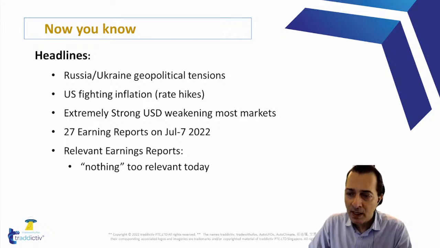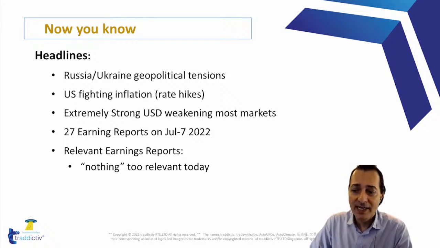Okay, US fighting inflation. So we've seen rate hikes. They are also discussing other countries such as Australia and the Eurozone to also raise rates at some point. So again, pretty big fight between the currencies. But I have to say that so far, we have a third bullet point there, extremely strong US dollar, which is weakening most of the market. In the prior Tiger Live sessions, I talked about how the dollar was strong.